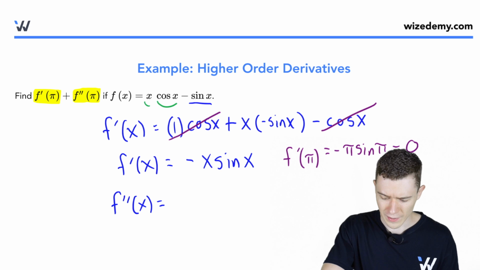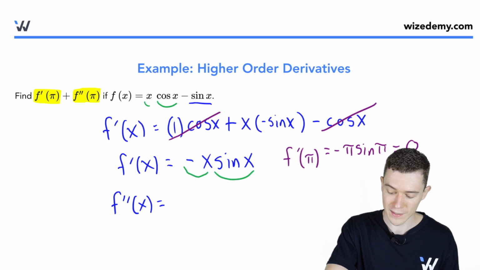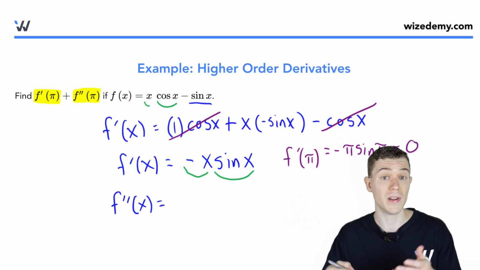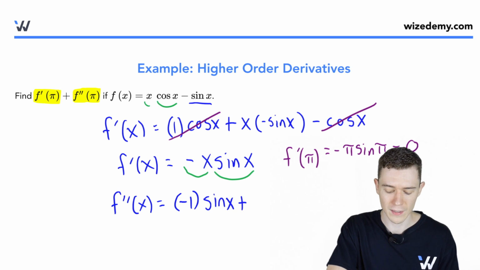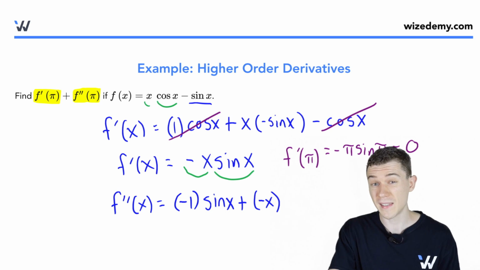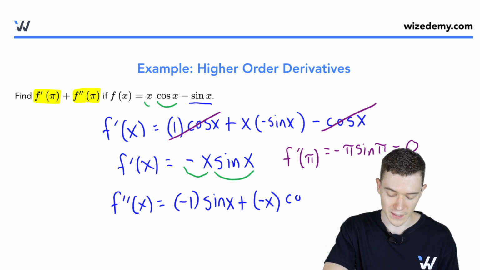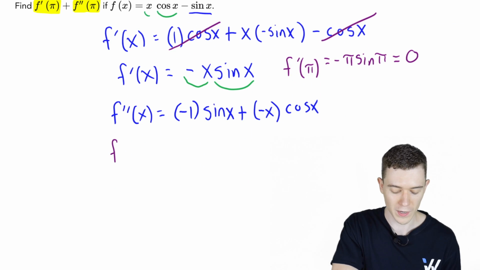So let's do that. Again, we have a product rule between minus x and sine x. The product rule says we take the derivative of the first function. The derivative of minus x is minus 1 times the second, the sine. Product rule says plus. Copy the first function, copy the minus x. The derivative of the second, the derivative of sine is cosine x. There's our second derivative.